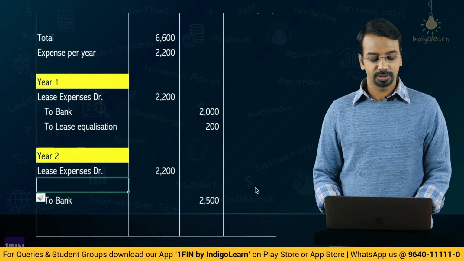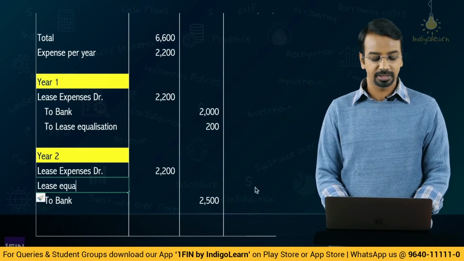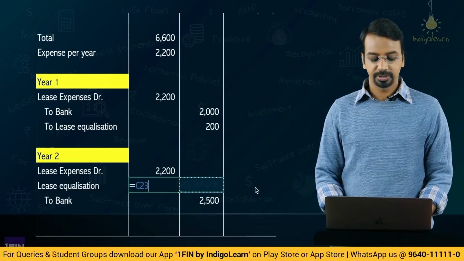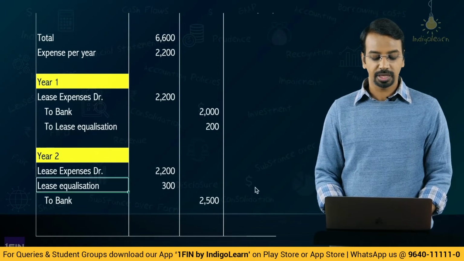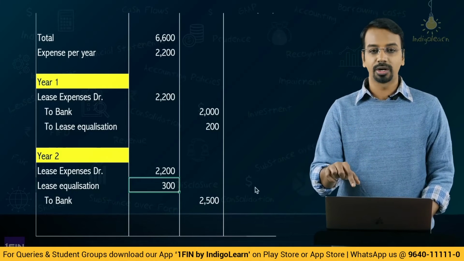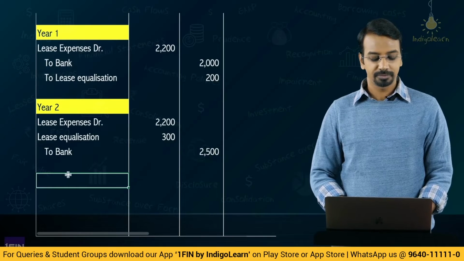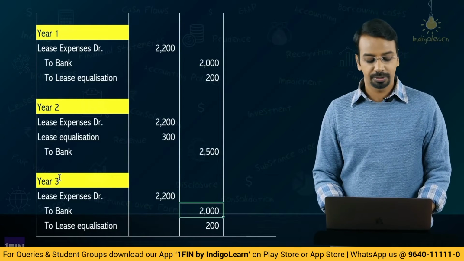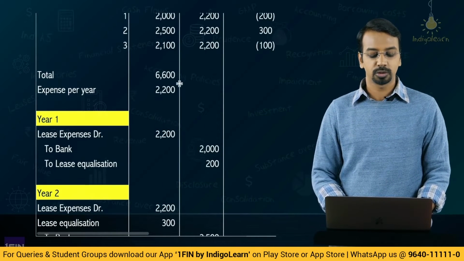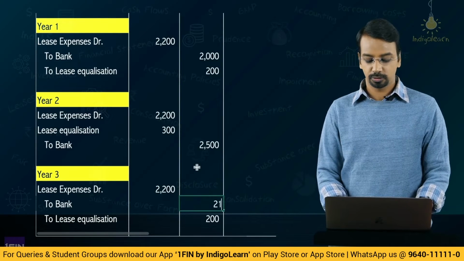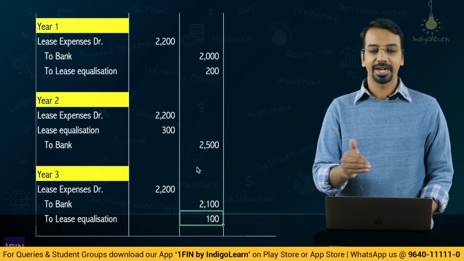So you will have one more item. You will debit to lease equalization. How much? Difference of 300. Okay. So first year credit of 200, second year debit of 300, which you will be using, and in the third period you have lease expenses 2200. To bank, how much is the payment? 2100. So 2100, and the balance 100 will be credited to lease equalization.